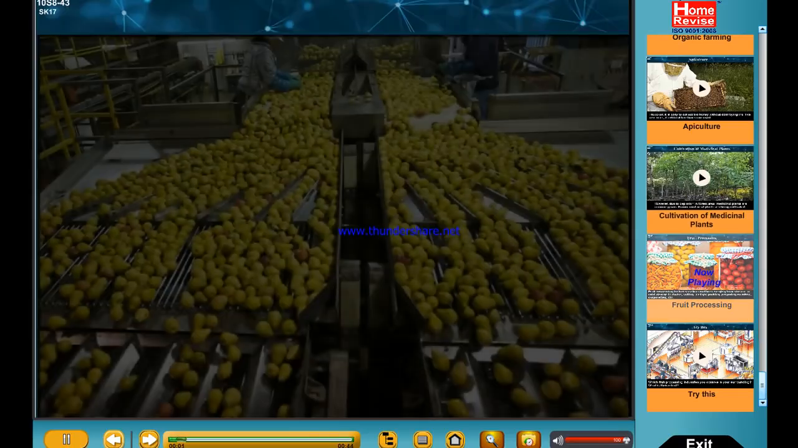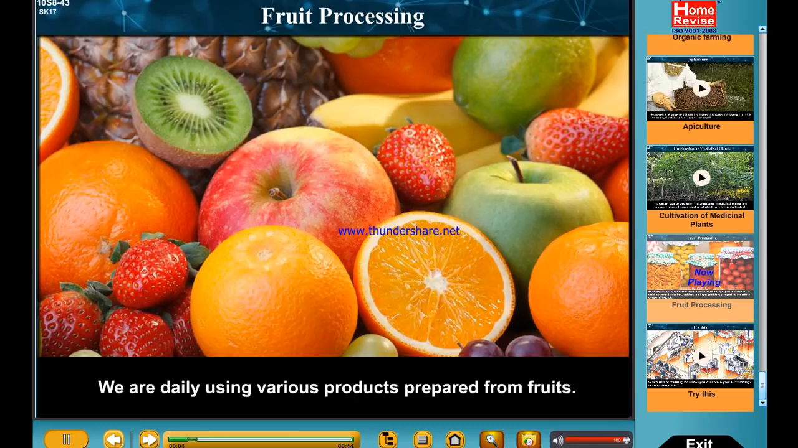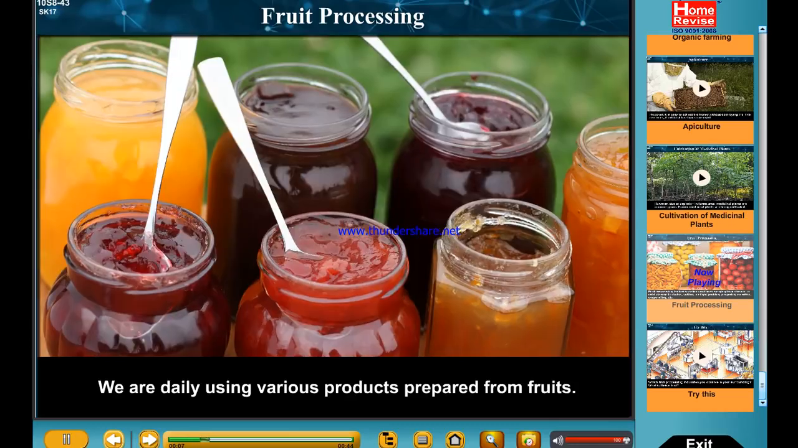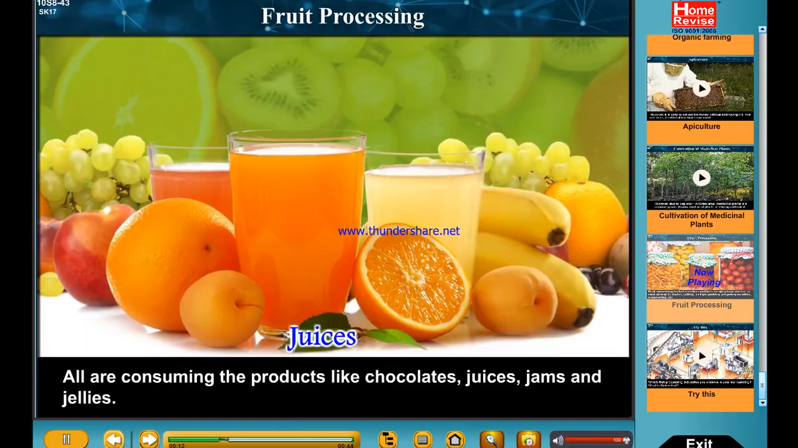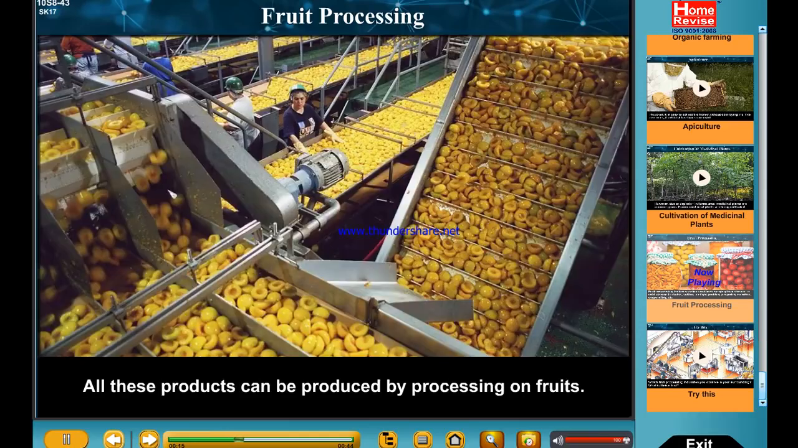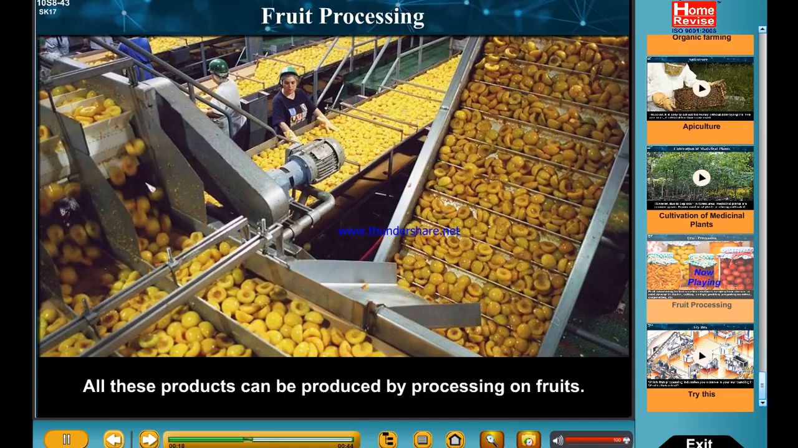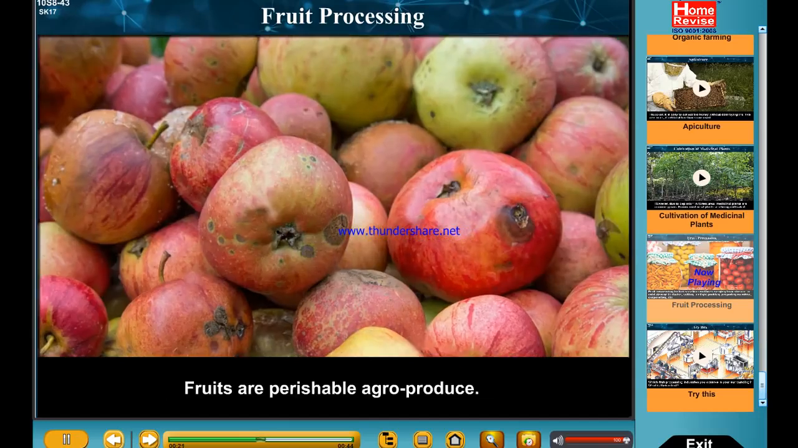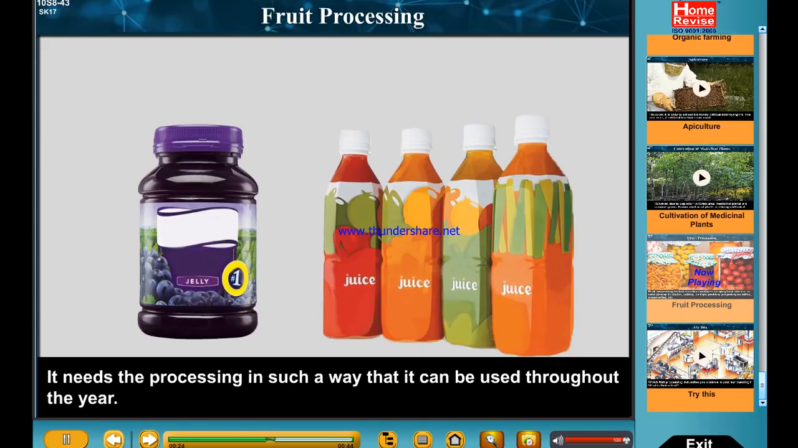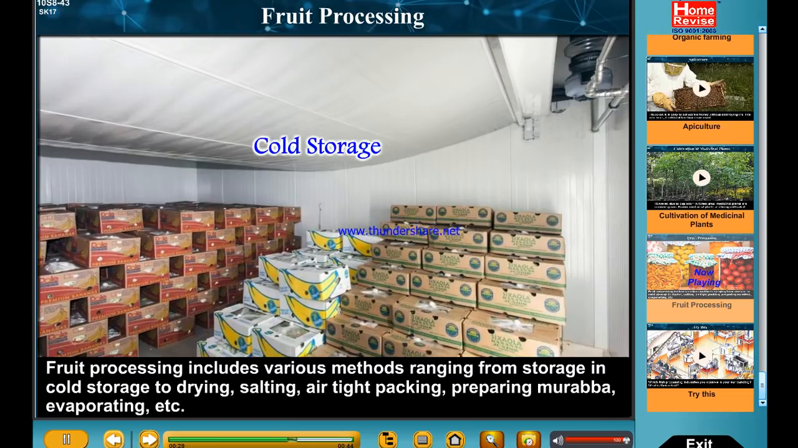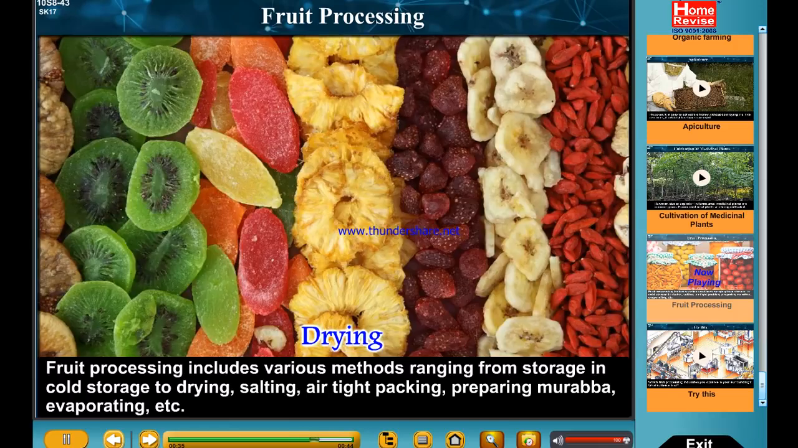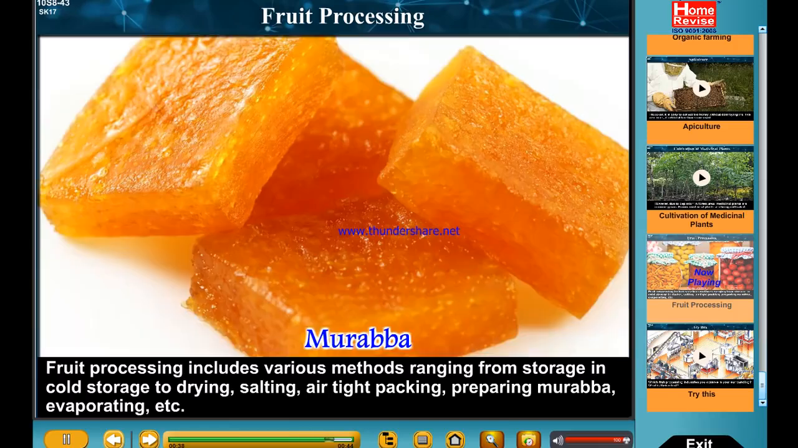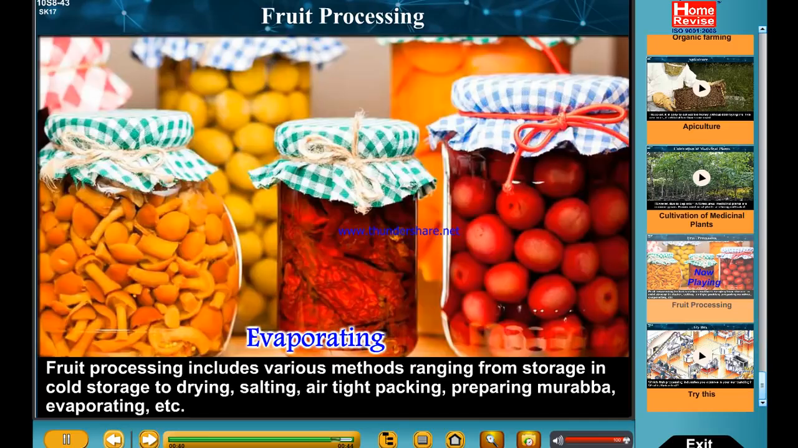Fruit processing. We are daily using various products prepared from fruits. All are consuming products like chocolates, juices, jams, and jellies. All these products can be produced by processing fruits. Fruits are perishable agro-produce. They need processing in such a way that they can be used throughout the year. Fruit processing includes various methods ranging from storage in cold storage to drying, salting, airtight packing, preparing murabba, evaporating, etc.